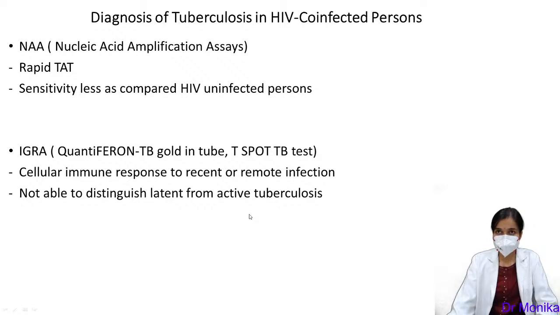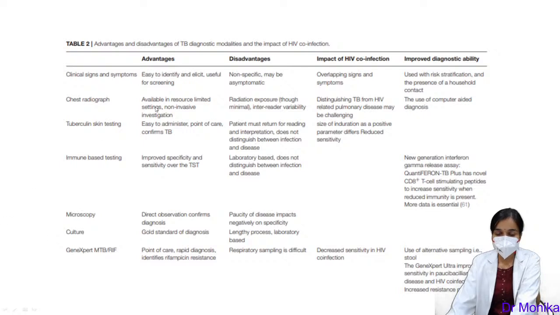It basically contains the antigens, culture filtrate protein 10 and the ESAT-6 protein. Now, coming to the advantages and disadvantages of various TB diagnostic modalities, which pose a challenge in the diagnosis of this co-infection.